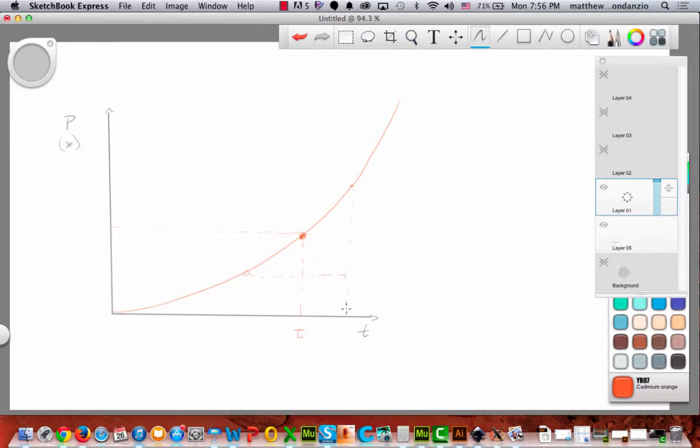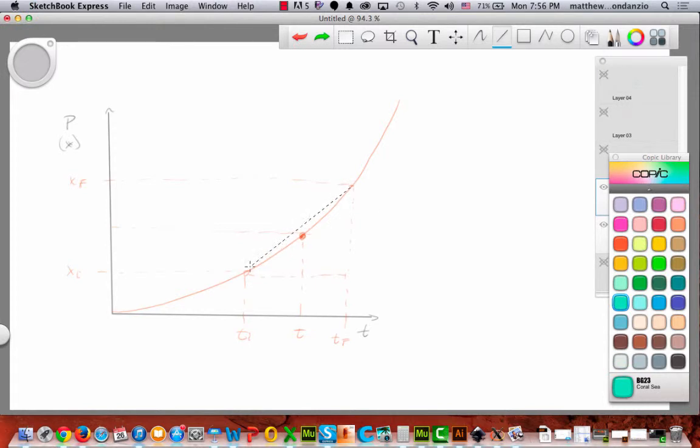So here's my t final and my t initial, and here's my position initial and my position final. Okay, so my slope is from here to here. I'm going to do this in green. Okay, my slope is from here to here. Now that may or may not be the slope at that line. I don't know, but I can get a good estimate, right?